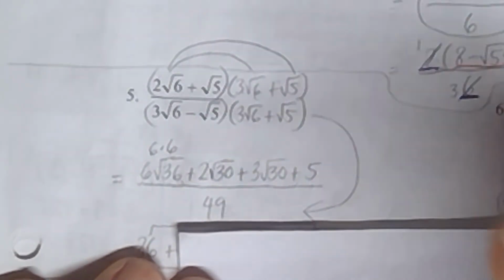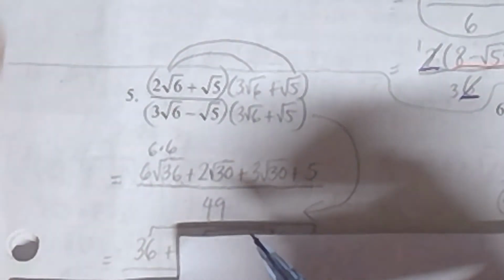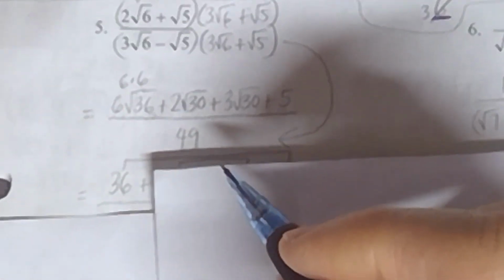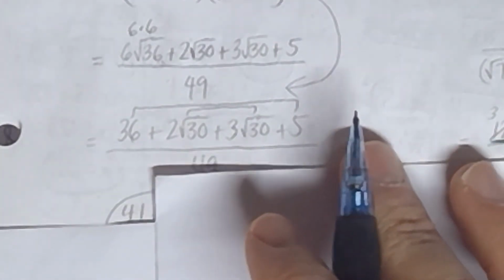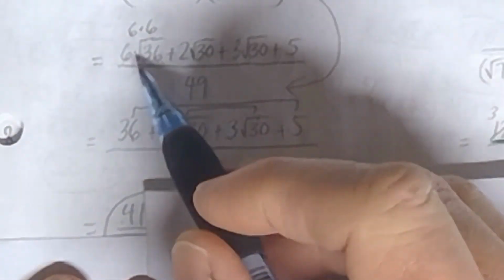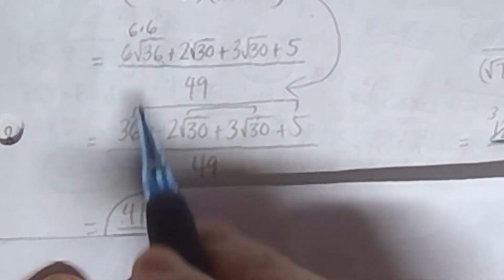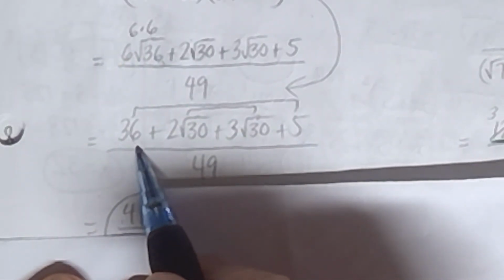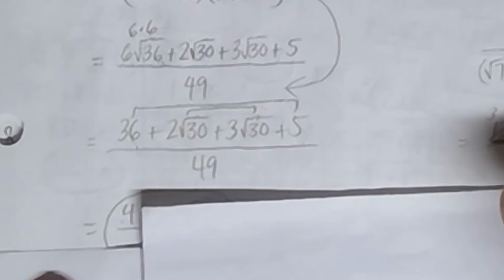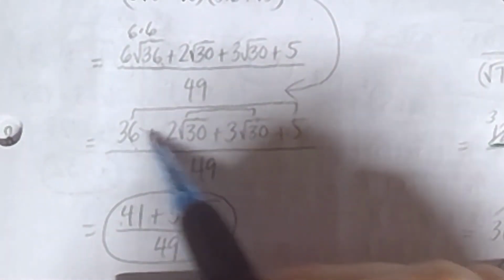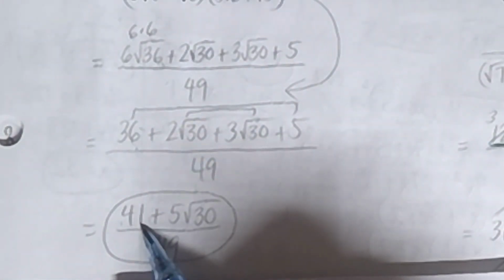We already got 49 on the bottom. We already figured that out. And then after you multiply out your numerators, simplify the radicals that you have, including the 36. So that gives me 6 times 6 equal to 36. Then combine your like terms there. The 36 and the 5 become 41.